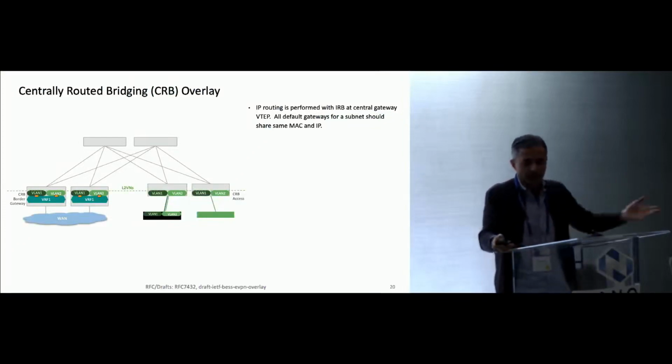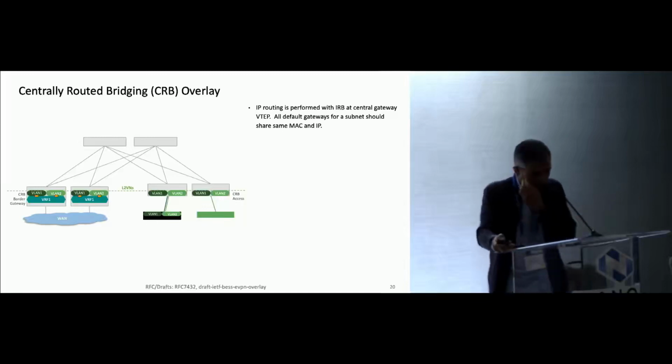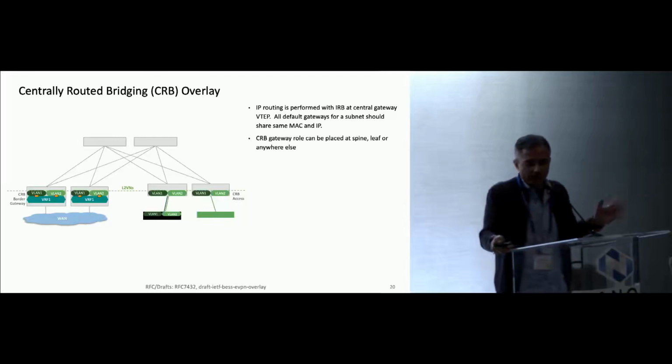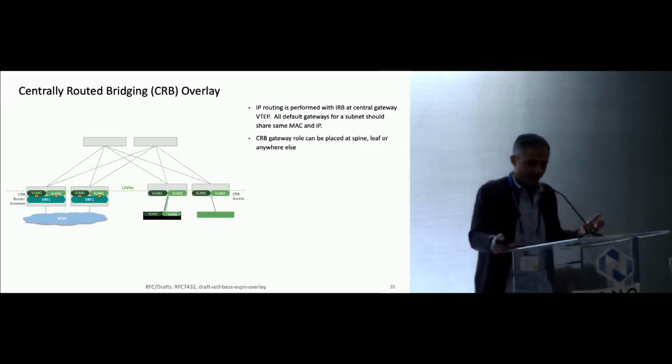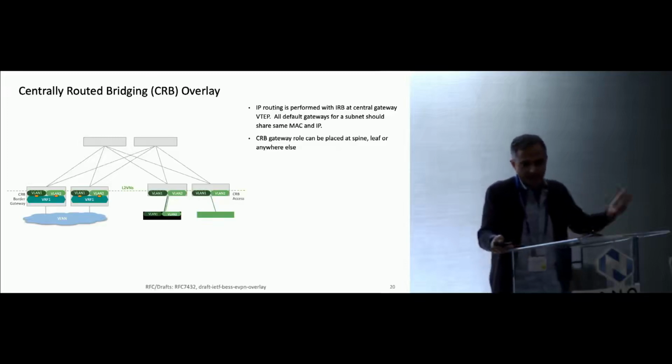Whichever point is implementing the central routing, the MAC and IP addresses for each subnet should be the same. I'm going to refer to the central routing point as the CRB gateway, just because the rest of it is kind of a mouthful. So if I say CRB, I mean centrally routed bridging.